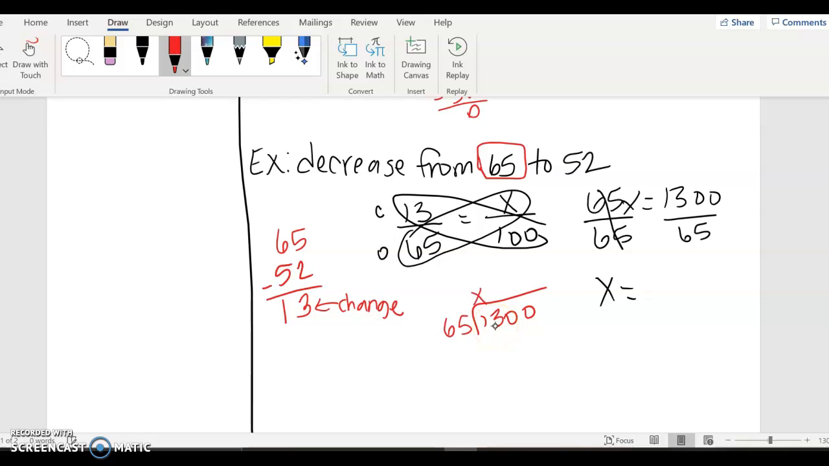65 will not go into 1. 65 will not go into 13, but 65 does go into 130 2 times. Subtract, we have nothing left. Bring your 0 down. Bring your 0 up. So we can say this represents a 20% decrease.